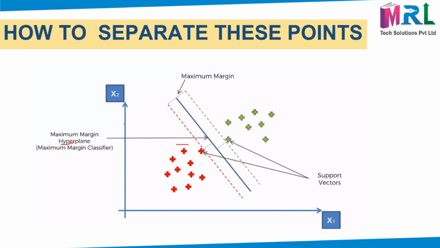If you remove these data points, and if you remove all these data points, then also the maximum margin and the hyperplane will not change, because this line basically depends on these two vectors only, these two data points only. It does not depend on other data points in the green or other data points in the red.